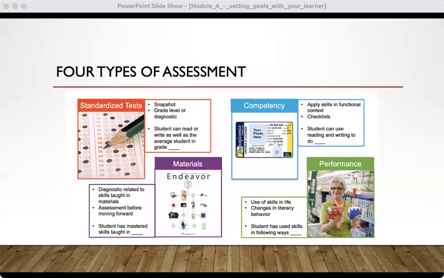The focus of materials-based assessments is illustrated by the statement, the student has mastered the skills taught in the following materials.